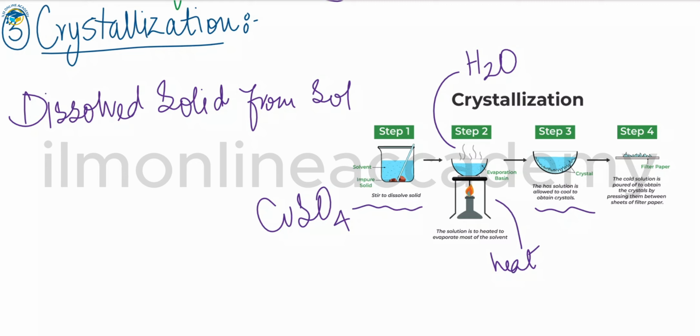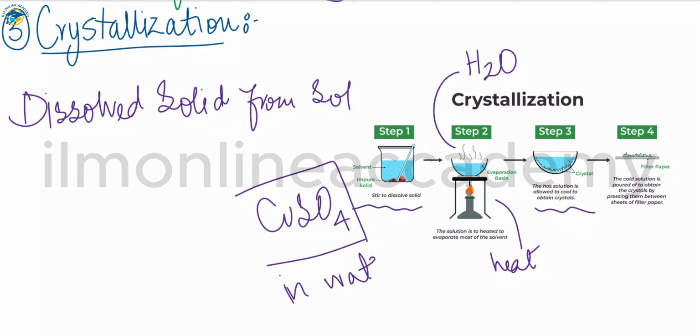Crystallization is usually used to remove the water from a solution containing any ionic compound like the salt. So that's how you can do the crystallization. In crystallization, the first component is the soluble solid, and the second one is the liquid. The liquid is evaporated to leave the solid behind, and the most important example of this is copper sulfate in water.